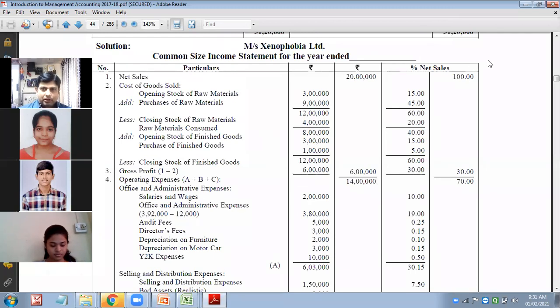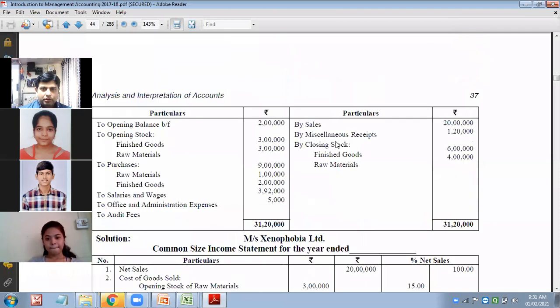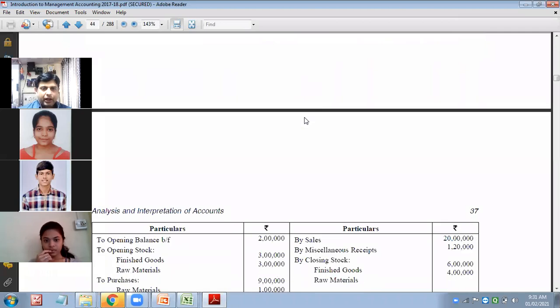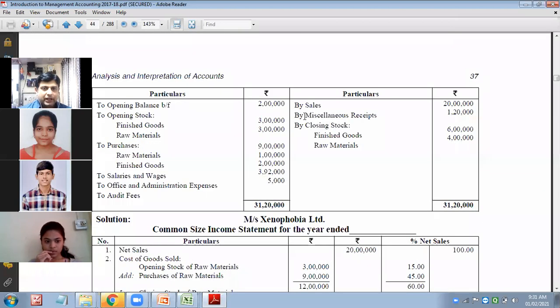See, this was the question, and this is the solution. Okay, they have given us the profit and loss account, and they are asking us to make a common size statement.